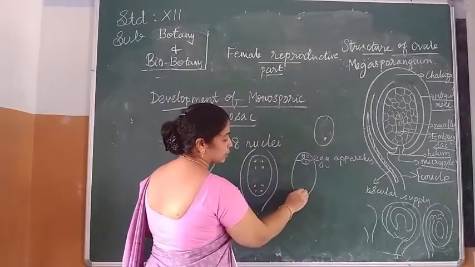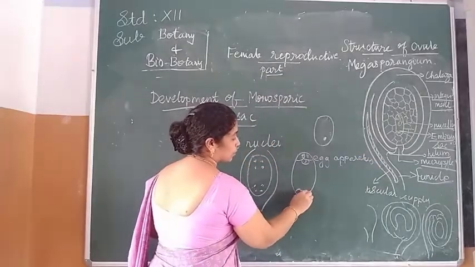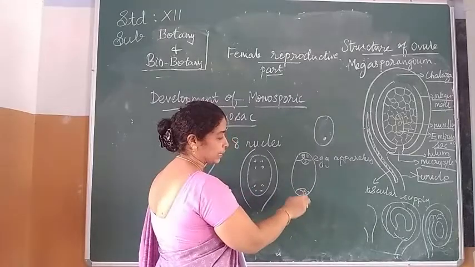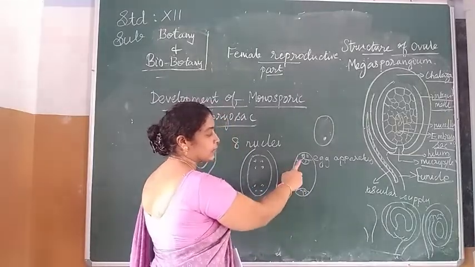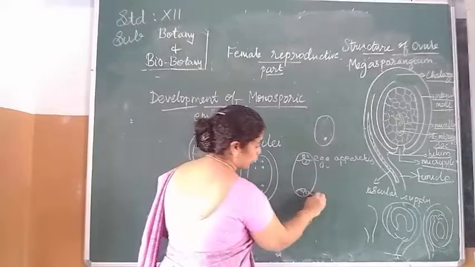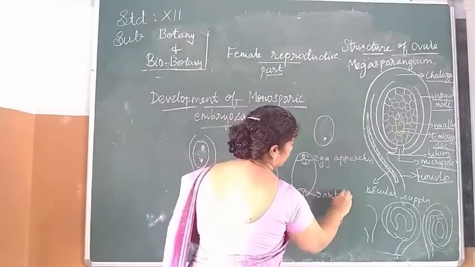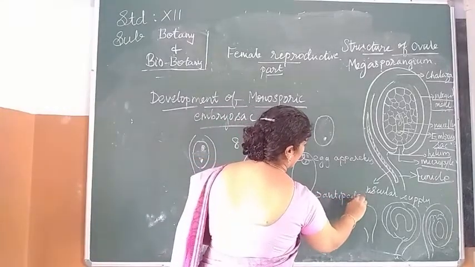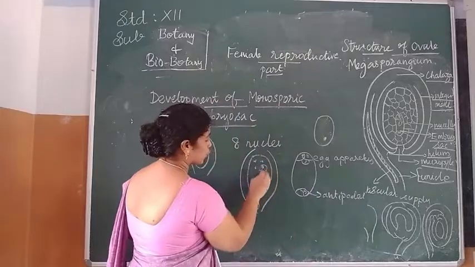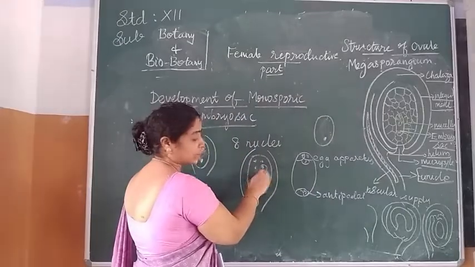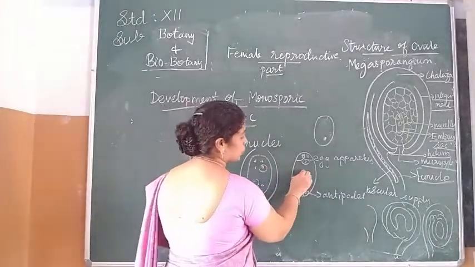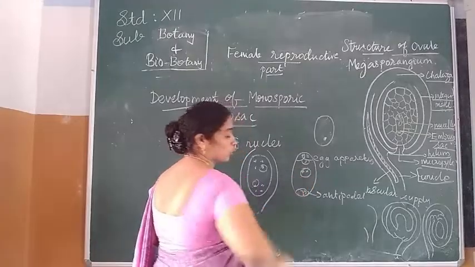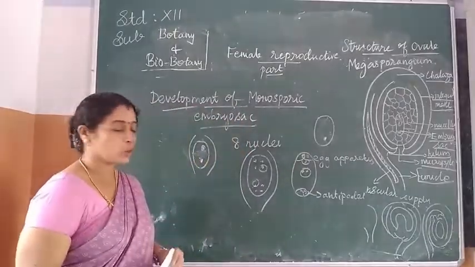And the other three, which are present at the chalazal end, the end opposite the micropylar end, form the antipodal cells. And the remaining two, which are lying freely in the cytoplasm, will be joined together to form the polar nucleus.